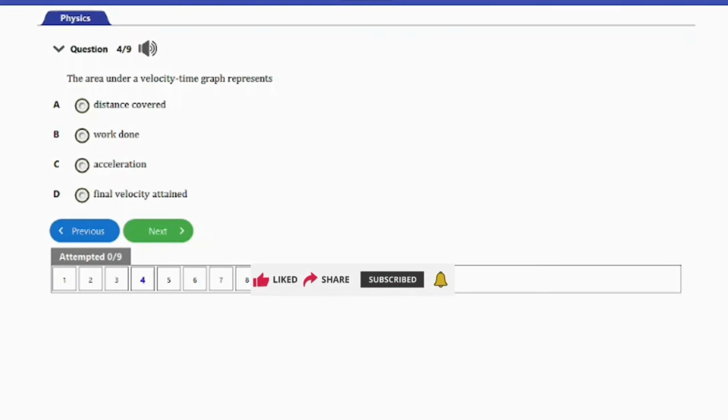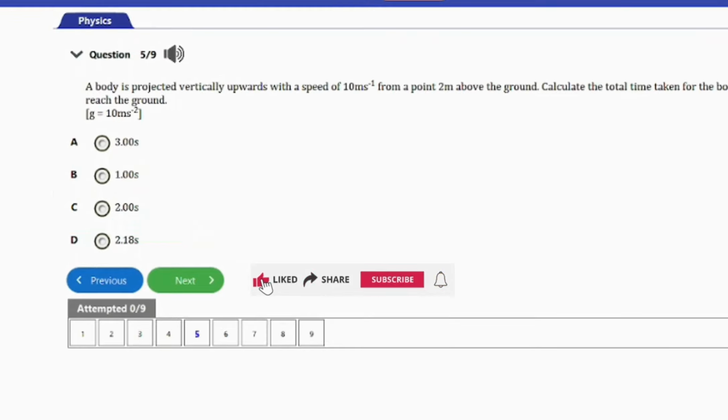Let's go ahead and consider the next question, guys. So guys, the next question here is question number 5. It says, a body is projected vertically upwards with a speed of 10 meters per second from a point 2 meters above the ground. Calculate the total time taken for the body to reach the ground.